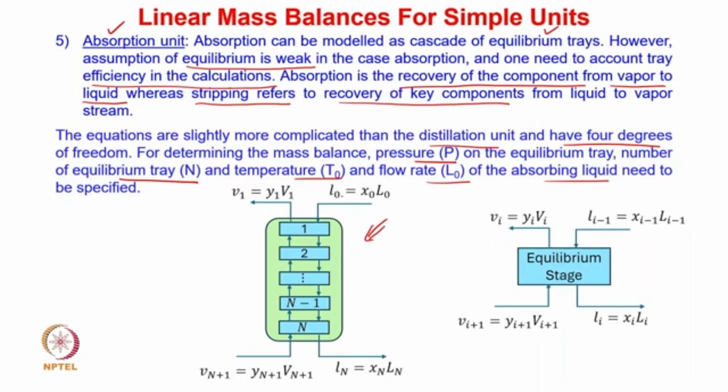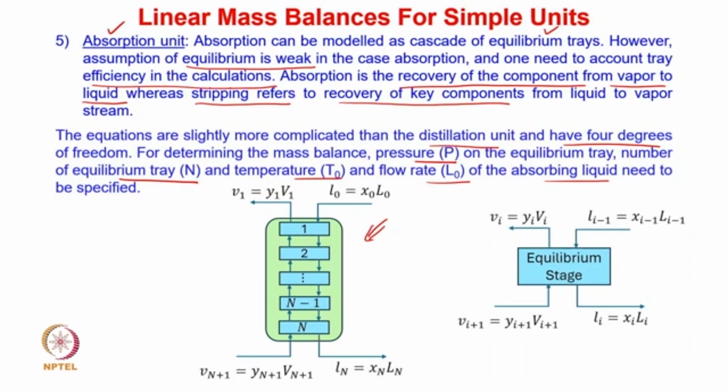So small L naught is nothing but the molar flow rate of a particular key component coming into the absorption unit. The other inlet is the vapor from the previous equipment entering the absorption unit. That is represented by capital V n plus 1, the molar flow rate of the vapor entering the unit, and the corresponding molar flow rate of the key component is given as small v n plus 1.